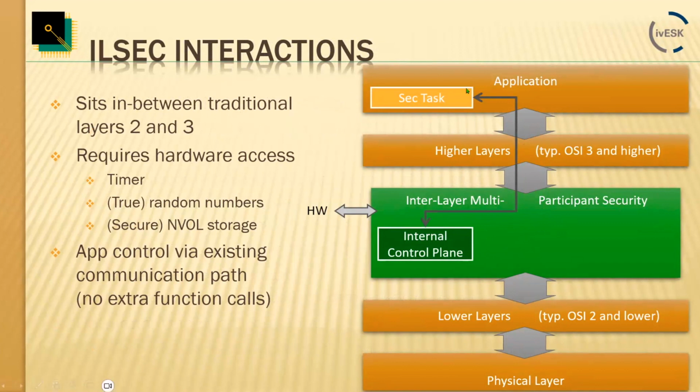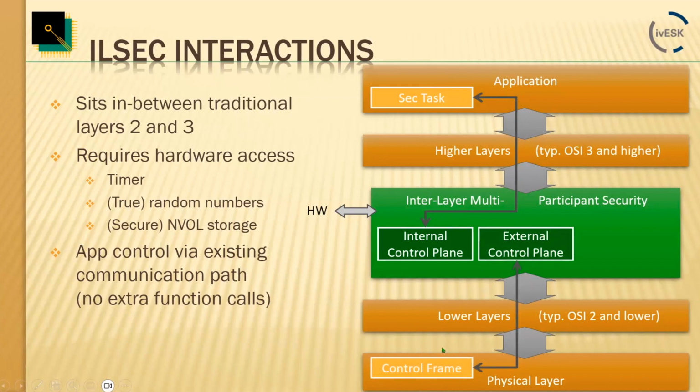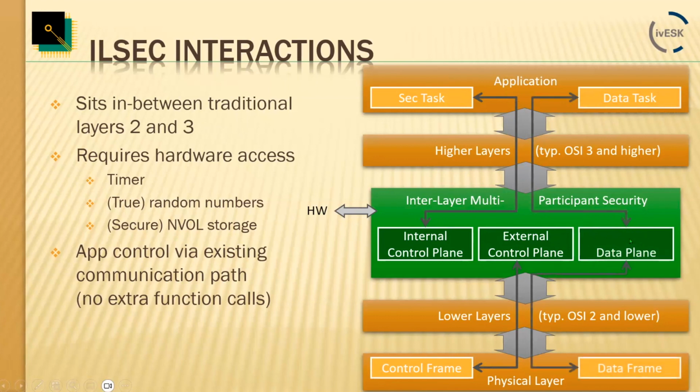So literally, some sort of security task that you have on your application layer can use, in this case, CAN messages to communicate with the internal control plane. And there's an external control plane where also some CAN IDs are reserved for security, directly handled from within this layer. And then on the data plane, you can really look at the data plane implementation here in the middle, again, as some sort of firewall. It will only let those messages pass that are secure. So up here in your data task in the application, you will not receive data that is unsecure. You only will receive secure data.